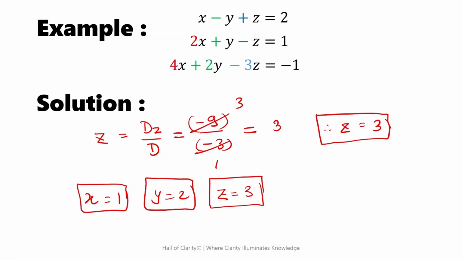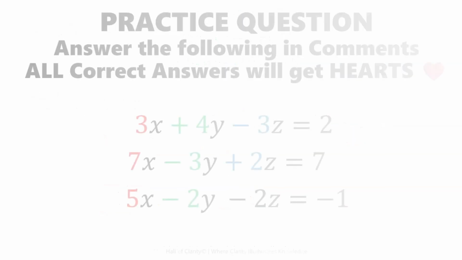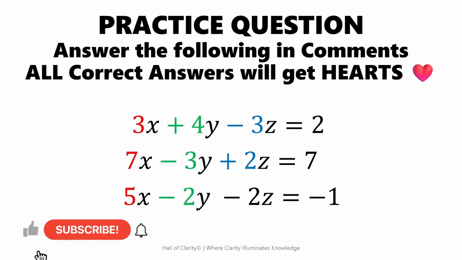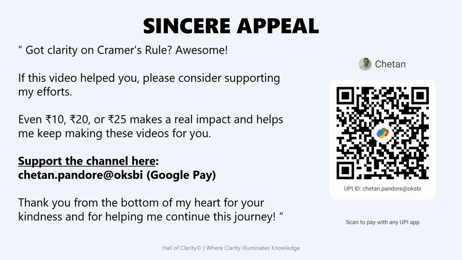I hope you have understood how to apply Cramer's rule for simultaneous equations with 3 variables. Now to validate your understanding, you can solve this question and answer in the comment box. All those correct answers will get hearts. Got clarity on Cramer's rule?